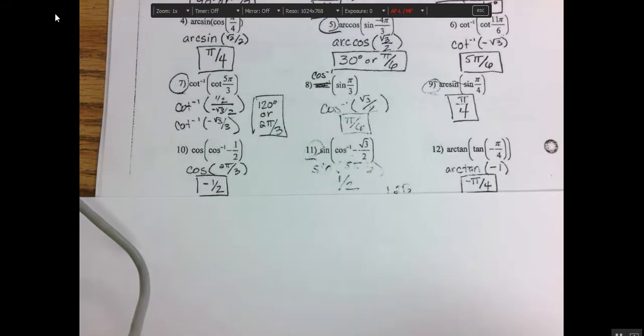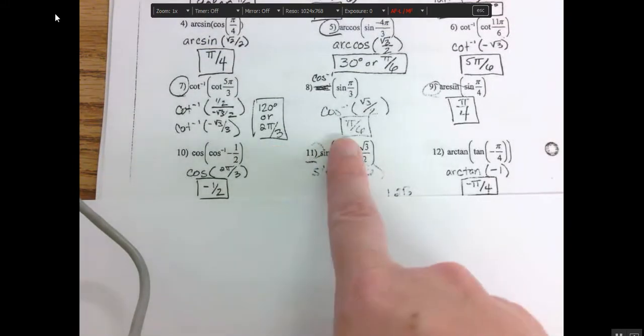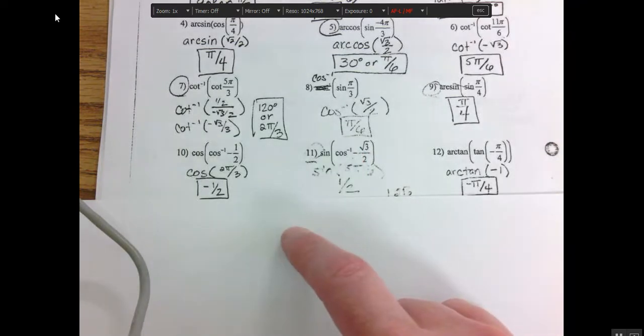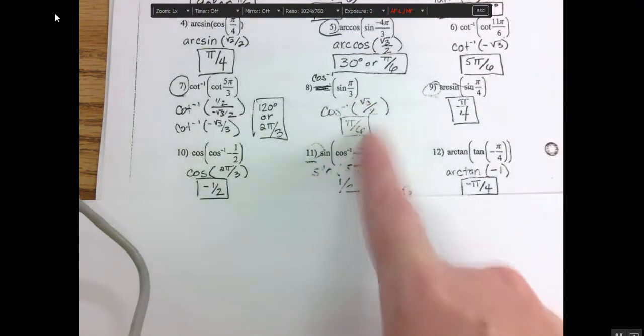For number 8, let's see, sine of pi over 3 is root 3 over 2. And then you're doing the inverse cosine. So the angle that has a cosine of root 3 over 2 is pi over 6.